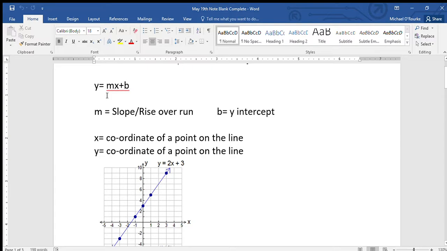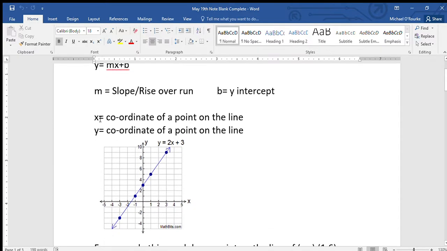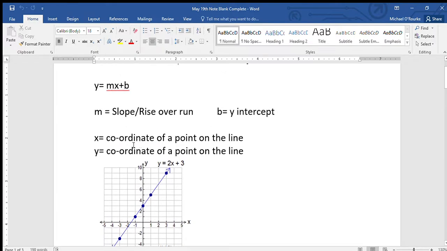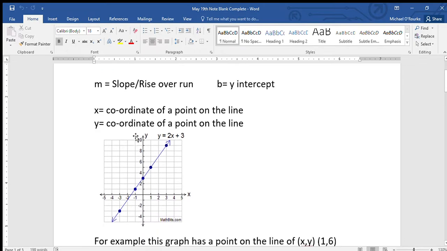Now the x and the y sometimes change depending on what we need. The m part is slope, or rise over run. Our b is our y-intercept, or our initial value. X and y in this equation are just coordinates on the line. Okay, just coordinates on the line.